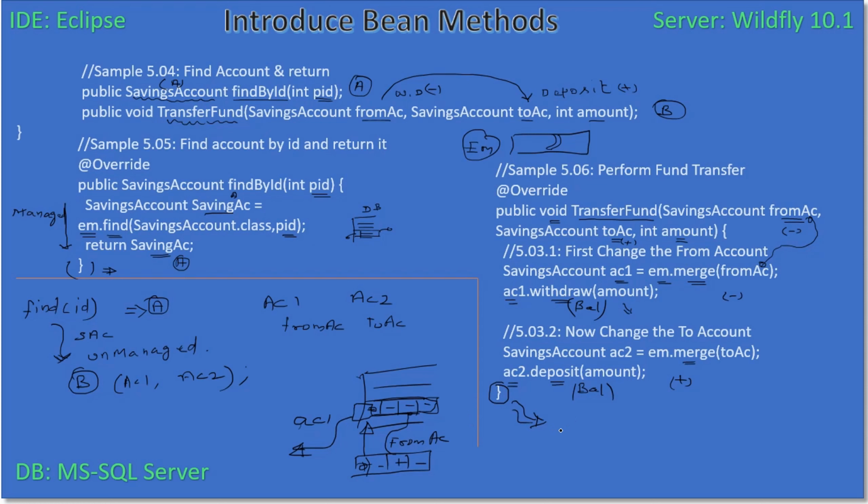Here it will perform two updates. One is for AC1 and another one is for AC2. In AC1 the update will be like reducing the balance. In AC2 the update will be like incrementing the balance. So that way, in these two steps, we performed the fund transfer.